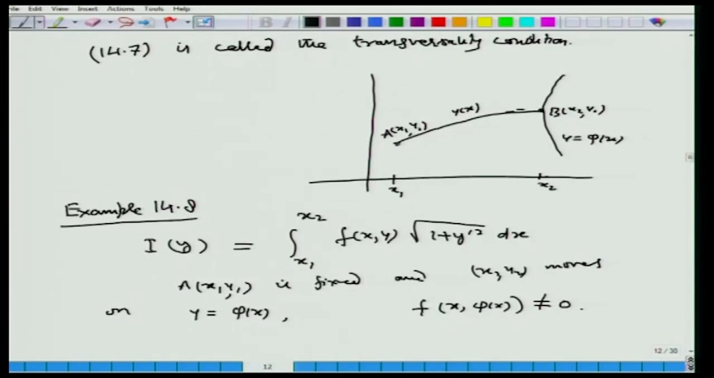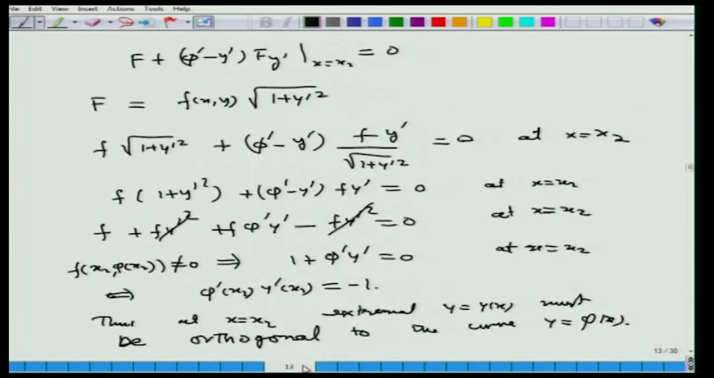And we take here the point A (x1, y1) fixed, and this point x2, y2 is moving on this curve. And so, here we need to find that point x2 such that this extremal y(x) gives us the optimal value of the functional I(y) defined as the integral from x1 to x2 of f(x, y) square root of 1 plus y prime square dx. Here we assume that the value of f on the points on this curve is not 0. So, using this transversality condition, we get f plus phi prime minus y prime f y prime evaluated at x equal to x2 equal to 0.